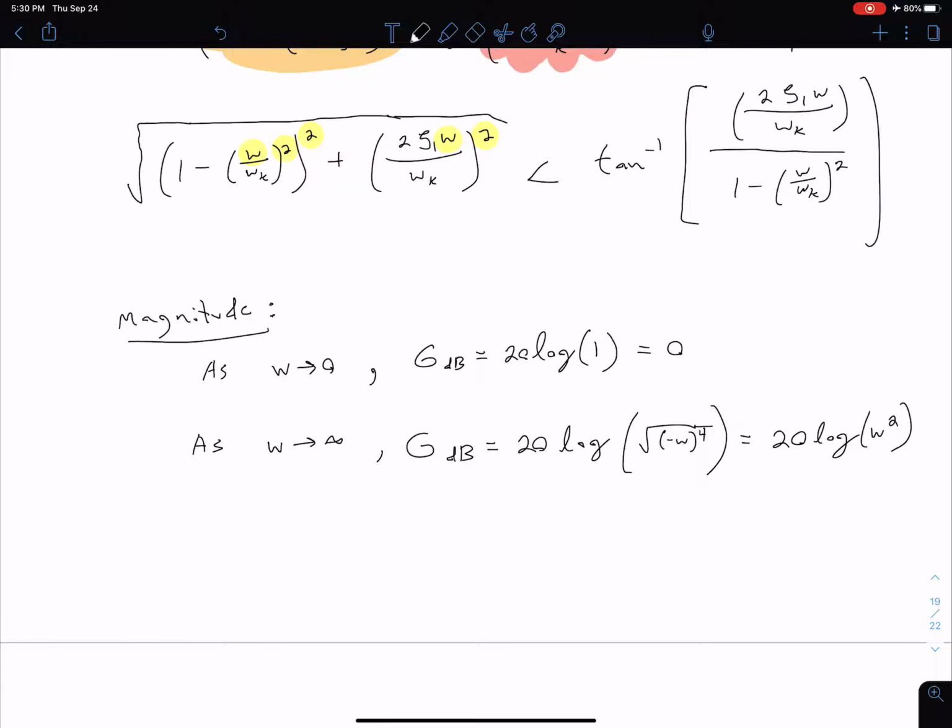Now we're going to bring down the exponent, use our log properties, and we can say this is equal to 40 log of omega. So now this looks really similar to our simple zero. The main difference is, of course, we now have this 40 out front as opposed to 20, so we're going to have a slope of 40 dB per decade. And the other difference is we're going to have a corner frequency or breakaway frequency of omega sub k.